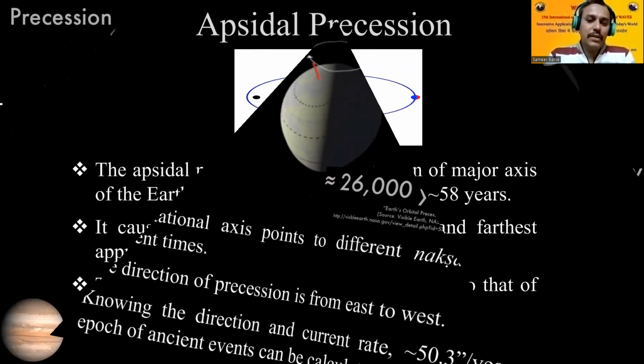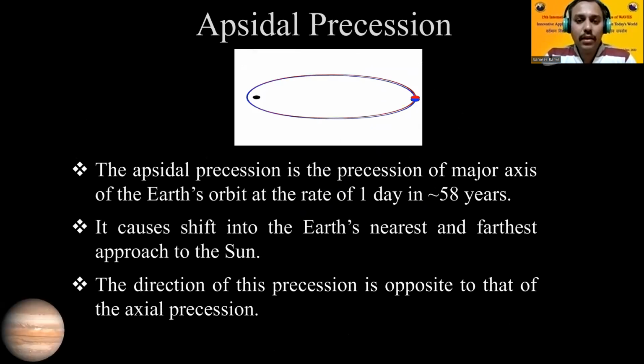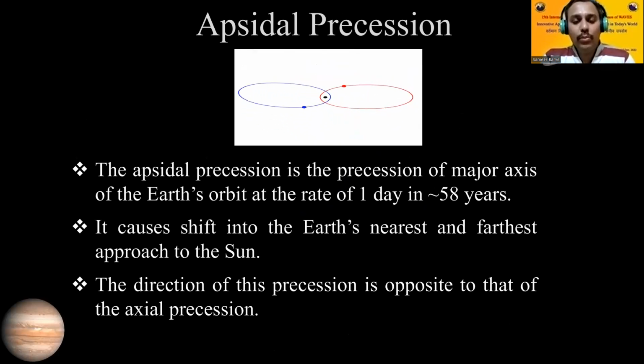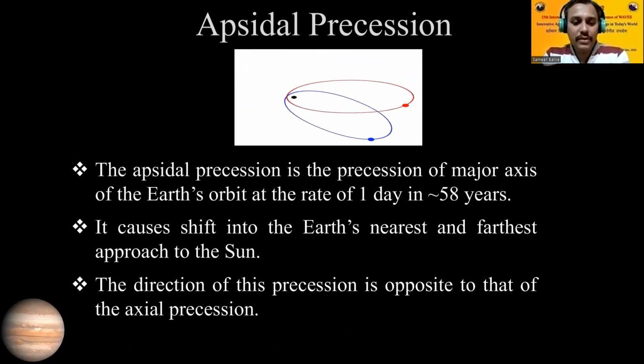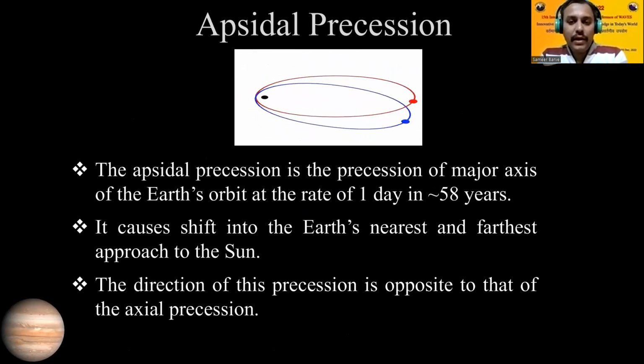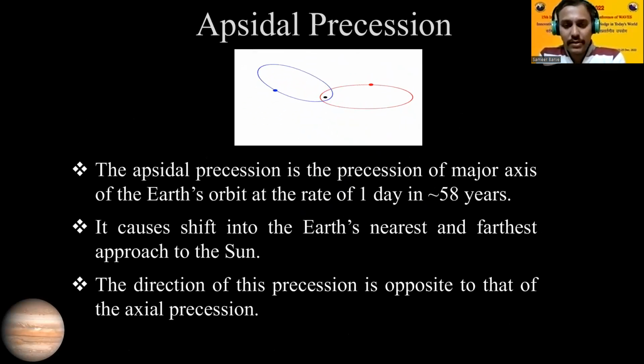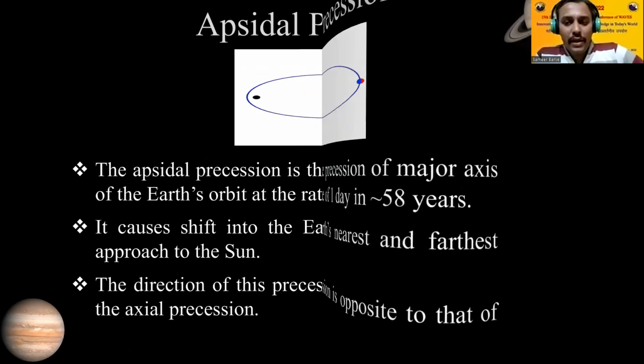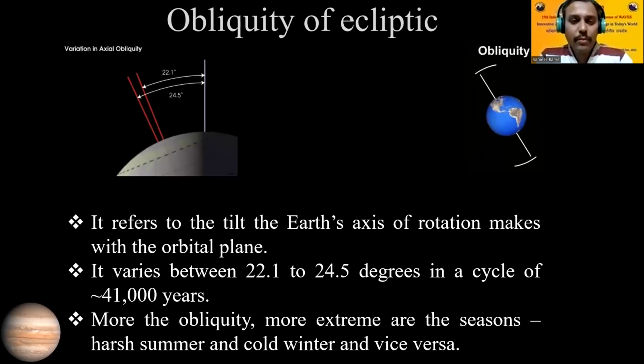Moving on to apsidal precession, actually line of apsids is basically the elliptical orbit of the Earth where the two focal points are available, and that also undergoes a precession, due to which periapsis and apoapsis positions keep varying, and direction of this precession is opposite to that of axial precession. And obliquity is one more important type of Milankovitch cycle, where the inclination of Earth's axis to the orbital plane keeps changing between 22.1 degrees to 24.4 degrees, and more the obliquity, more will be the intensity of the seasons.